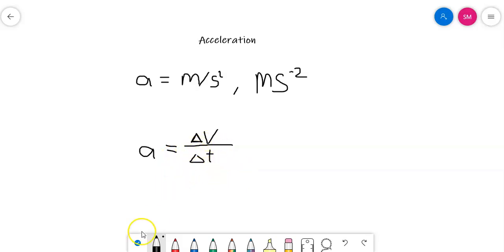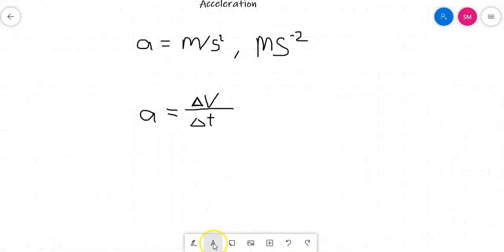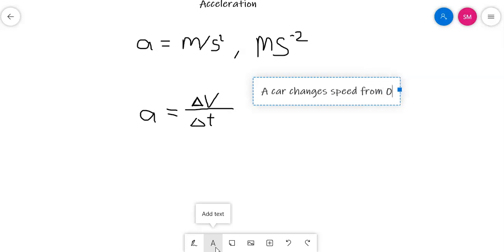We'll work through an example of this. Let's say we had a car that changes speed from 0 meters per second to, let's say, 2 meters per second. Because we're talking about speed, all we need is meters per second. This is a very common mistake, and one that I sometimes forget to do: the difference between the units for speed and acceleration.